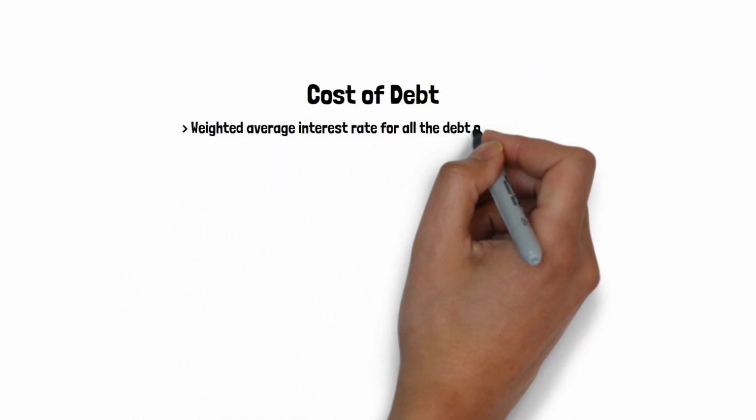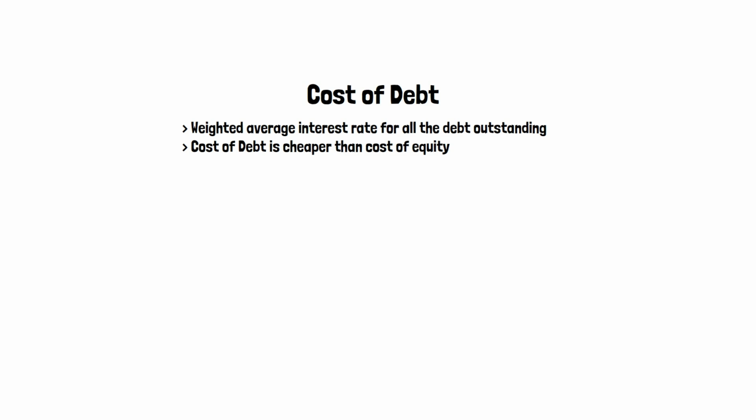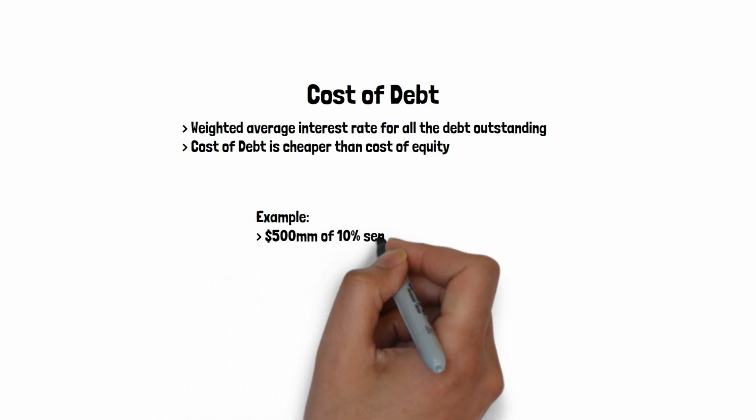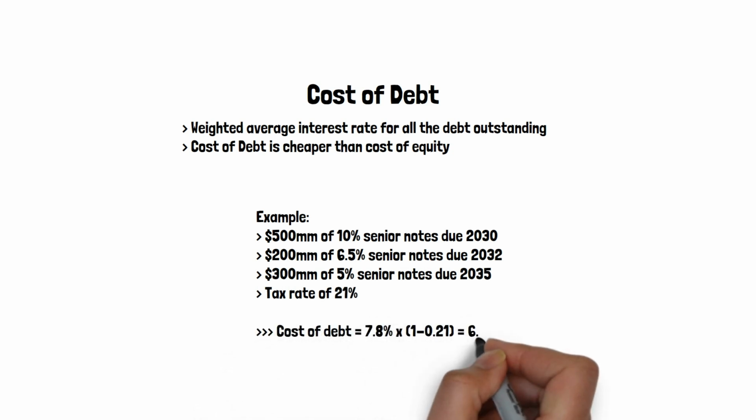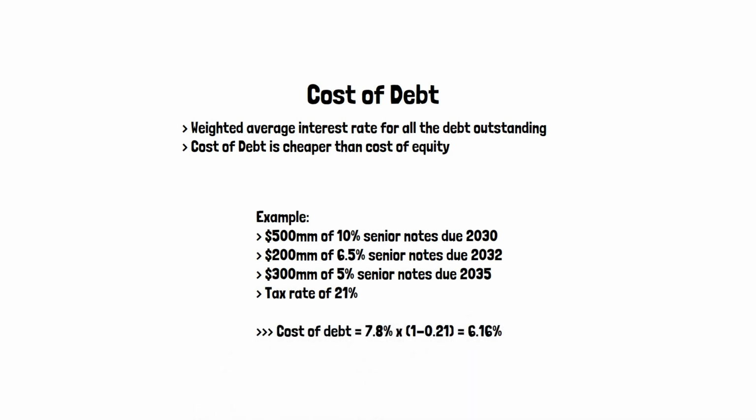Cost of debt. The cost of debt is the weighted average interest rate for all the debt outstanding for a firm. The cost of debt is generally lower than the cost of equity, as debt is more senior to equity, will get paid out first in a bankruptcy scenario, and has collateral. Remember, the equity is the residual value to shareholders after the debt holders are paid out.